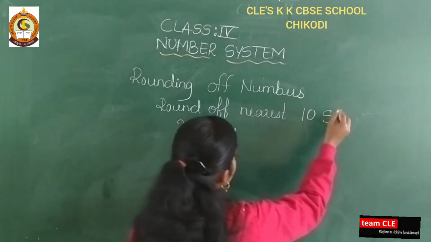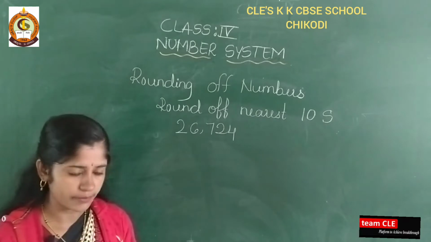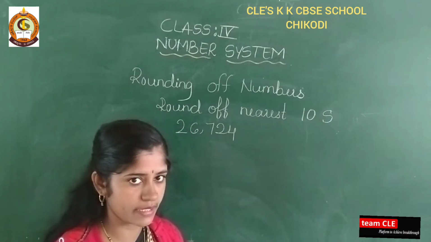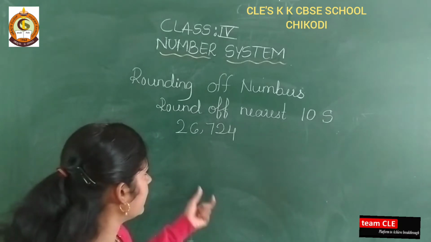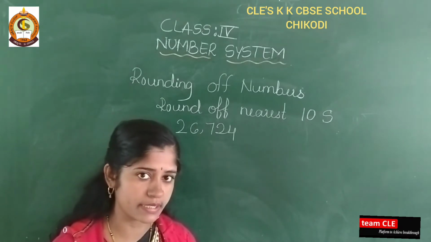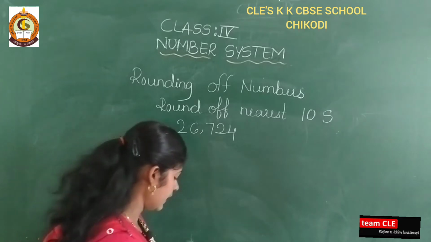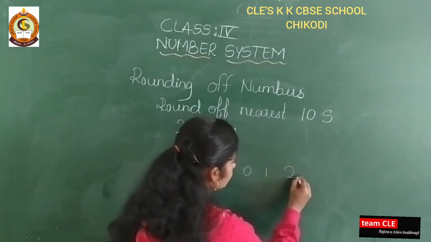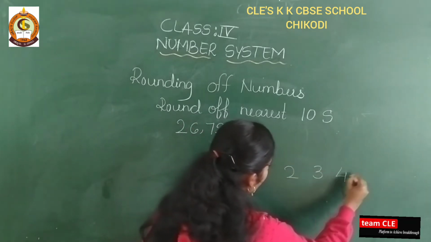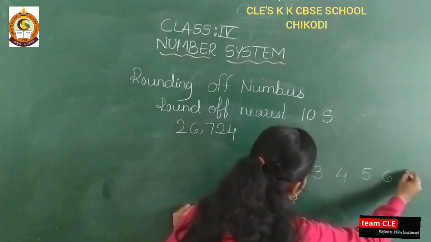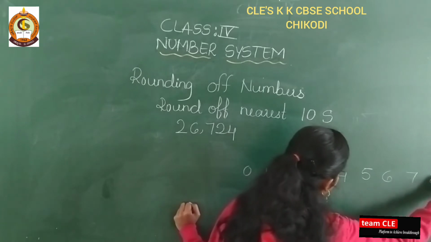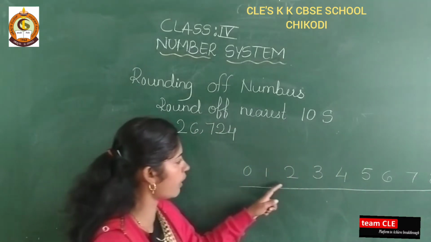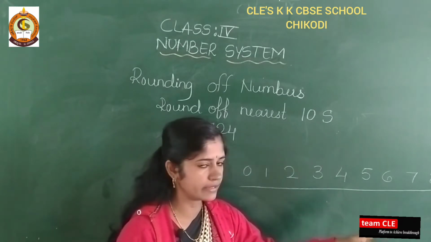Okay, nearest tens. For this, there is a small trick. If you understand that trick, then you can round off the given numbers easily. Then how? Let us take the numbers: 0, 1, 2, 3, 4, 5, 6, 7, 8, 9. So these are the numbers.